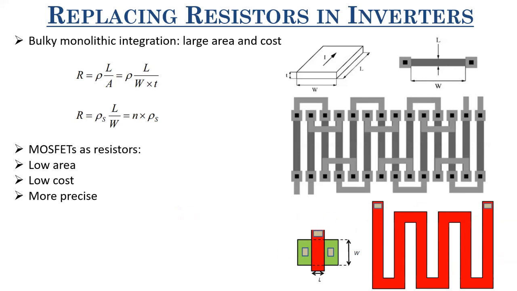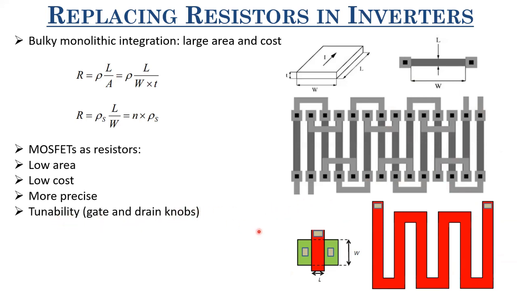Also, the implementation is more precise when you are implementing with MOSFETs. Since these are large structures, in two large structures the amount of mismatch would also be large. In MOSFETs, since they are placed close to each other, the amount of mismatch is pretty small.